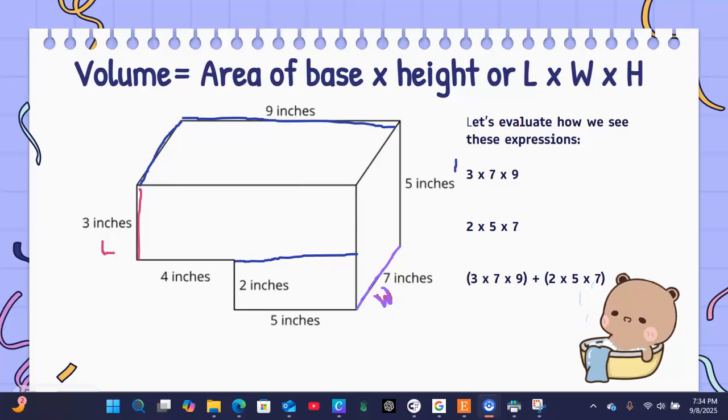So this, let me label it prism A. So prism A would have a length of 3, a width of 7. Oh, and let me also change that color right there too, so everybody can see that is the width, and a height of 9. And so where would we see 2 times 5 times 7? Well, that would be prism B.